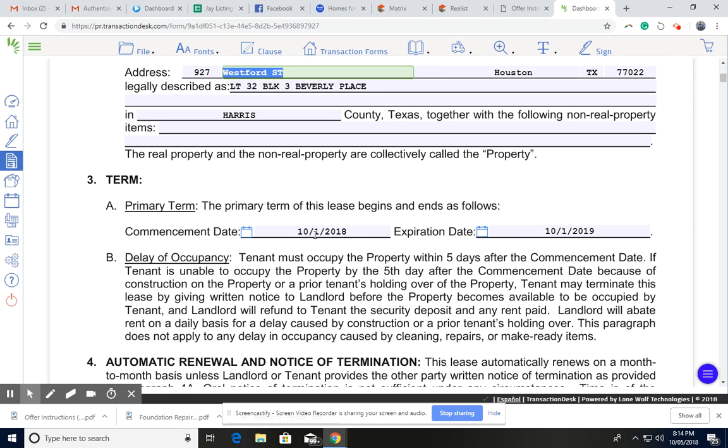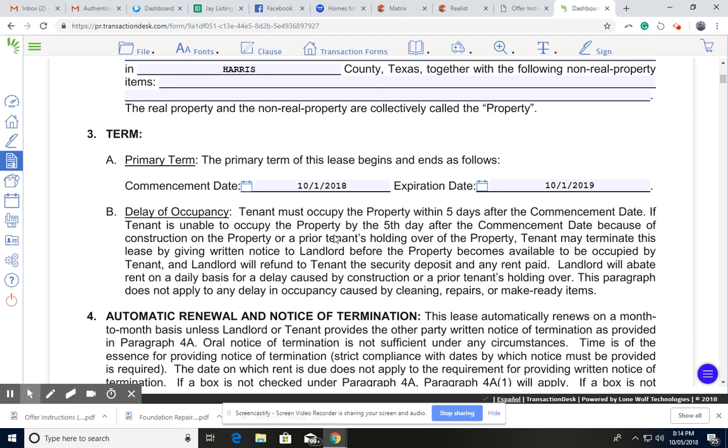In the commencement, right? When it starts and when does it expire? For the most part, sometimes it's a little longer, but for the most part, we do a 12 month lease. If it's longer, it would be my duty to go ahead and tell you how long the period is.